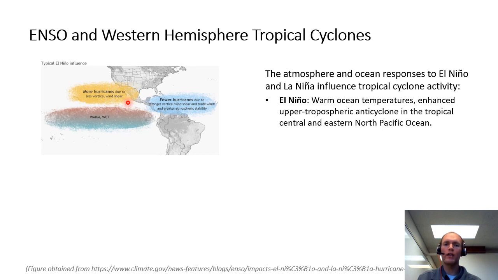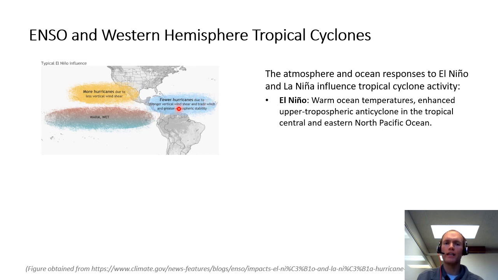So you get a weaker gradient between high and low heights that facilitates less vertical wind shear. That's detrimental, vertical wind shear is, to tropical cyclone formation and in their intensity. And so when you have less shear, you tend to have more tropical cyclones.